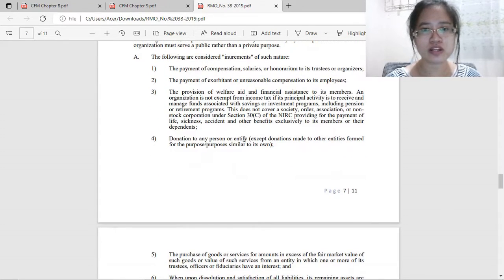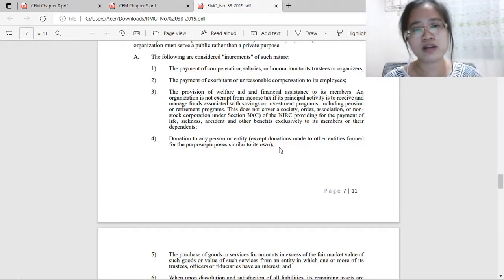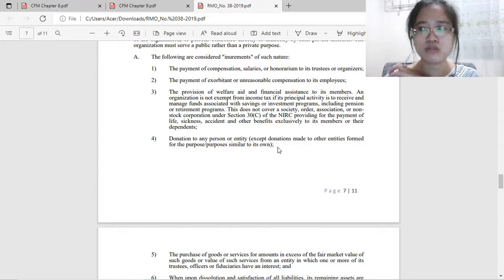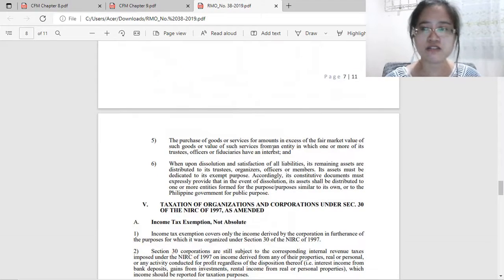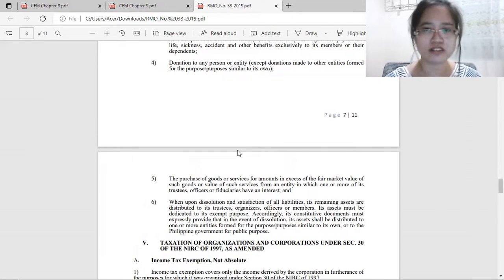Donation to any person or entity, except donations made to other entities formed for the purpose or purposes similar to its own. But yeah, if it's a donation made to help a worker or someone, as long as it's within the religious purpose, then it's fine. Okay. But again, if it's not reasonable, if there's no good reason to give a donation to a particular person, then that may be questioned.